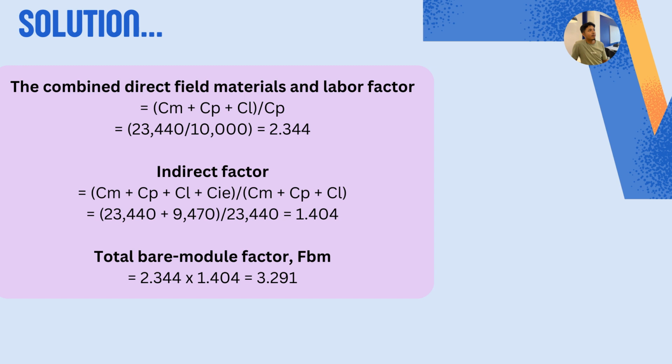2.344. And then we calculate the indirect factor by CM plus CP plus CL plus CIE, divided by CM plus CP plus CL, and we got the value for the indirect factor is 1.404. So FBM is calculated by multiplying the combined direct field material and labor factor with the indirect factor, and we got the FBM is 3.291.